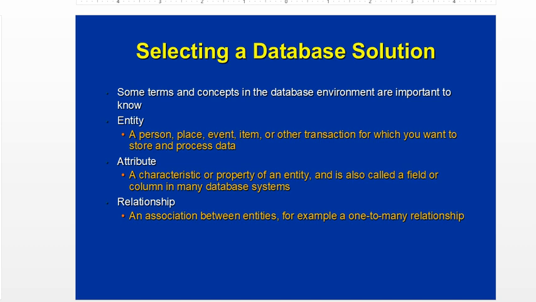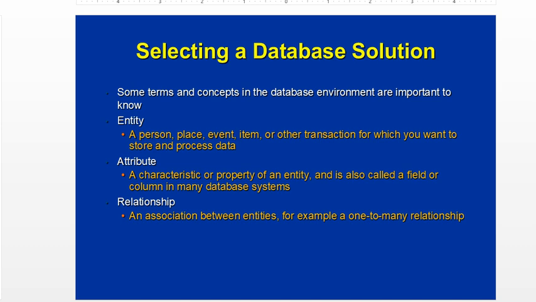So, some terms and concepts in the database environment are critical that you need to know. What's an entity, what's an attribute, and what's a relationship. Entity: person, place, event, item, or other transaction. Attribute: characteristic or property of an entity, also called a field or column. Relationship: association between the entities.